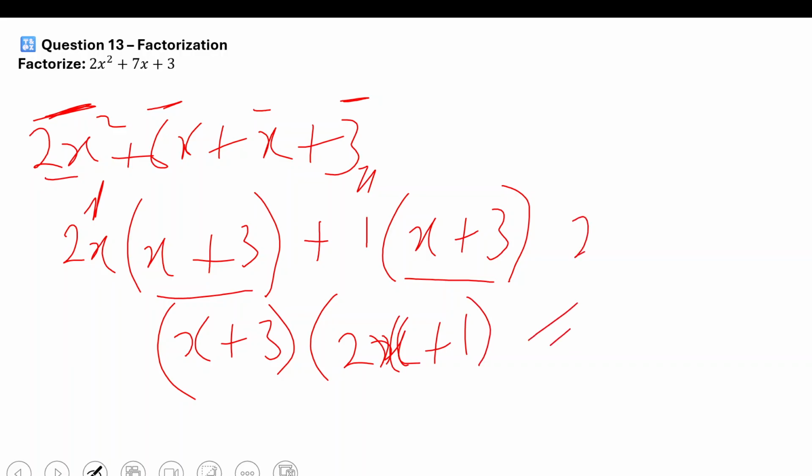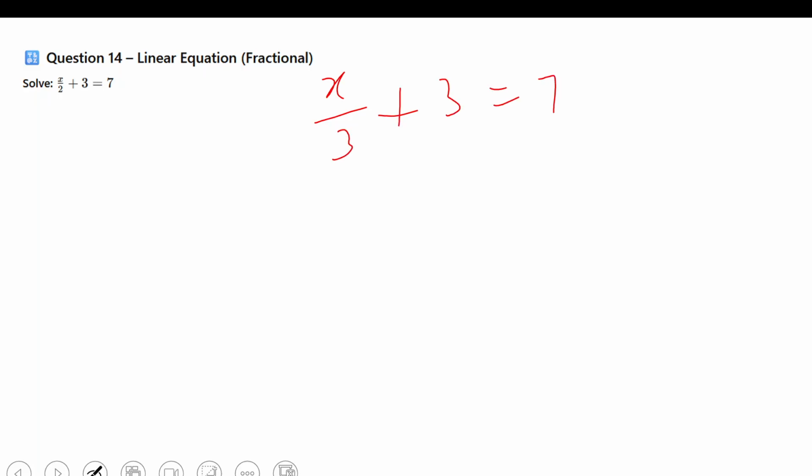Okay, I can write like this: 2x plus 1 and x plus 3. That's the final answer. Okay, so I have a linear equation with a fraction. So this is the question here: x over 3 plus 3 is equal to 7. So I'm to find the value of x.